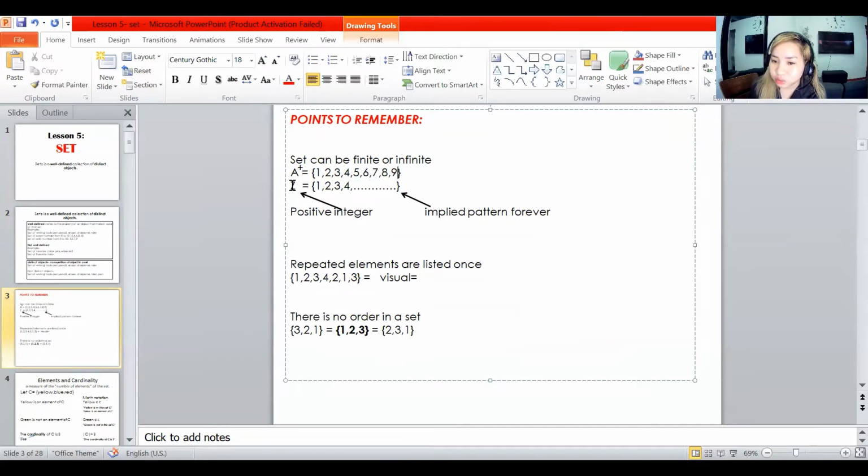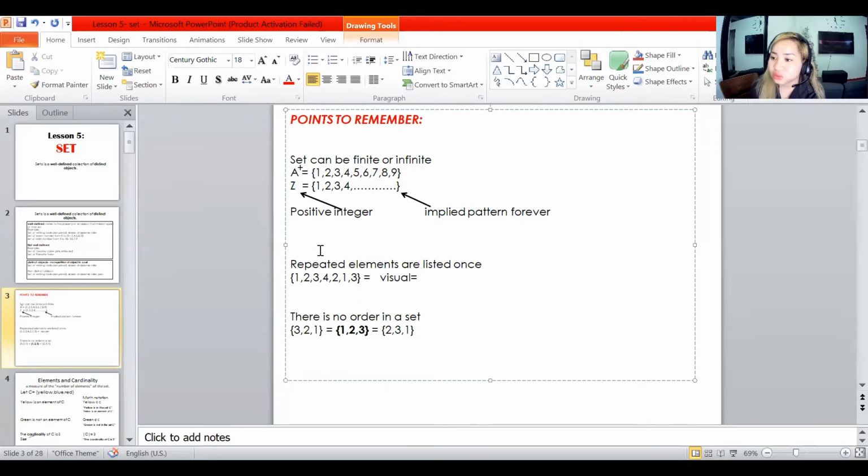Ayan. Ito naman po is example ng infinite kasi meron po siyang dots. And ito pong dots ay nag-i-imply ng pattern forever. Ayan. Infinite po siya, walang katapusan. Unless maglagay tayo ng number dito, ibig sabihin hanggang 9 lang po. Pero since wala po siyang number, yan, so infinite po siya. Yung symbol na to say is positive integers po.